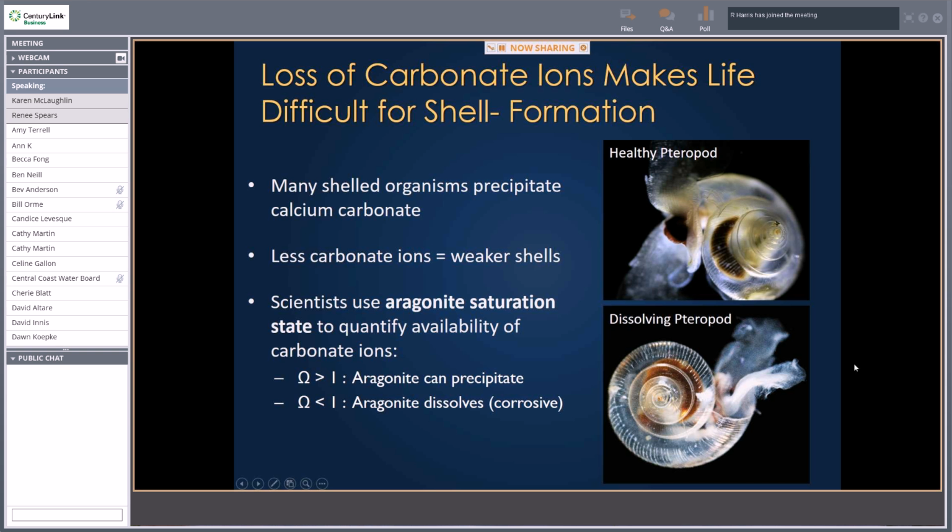The bottom picture is an image of a pteropod that's dissolving in water. So you can basically see here now, this is an aragonite saturation state around 1.2. You can see that there's a lot of pits along the shell at the ridges, and you can see some serious cracks and ridges in the shell.